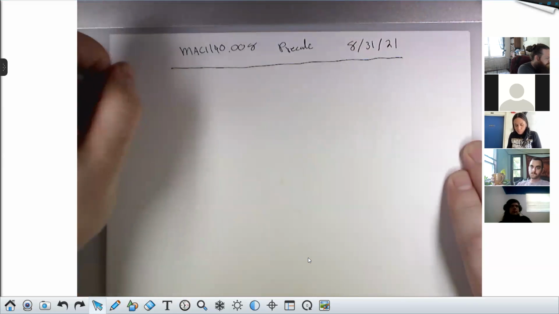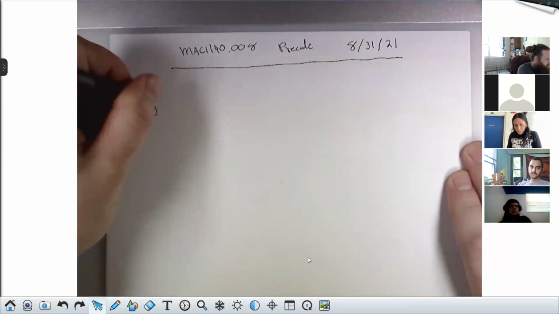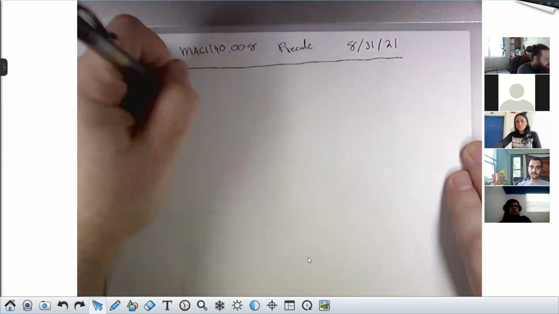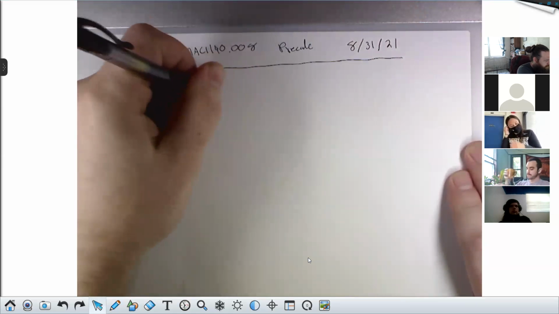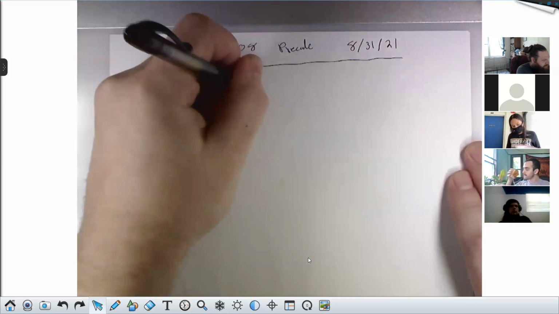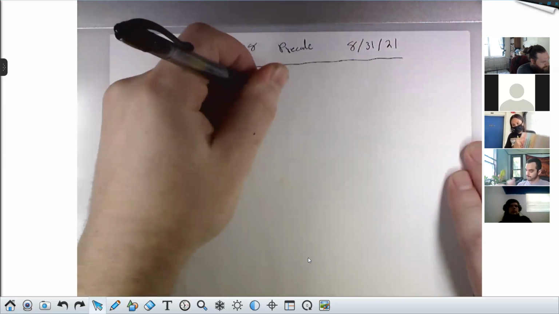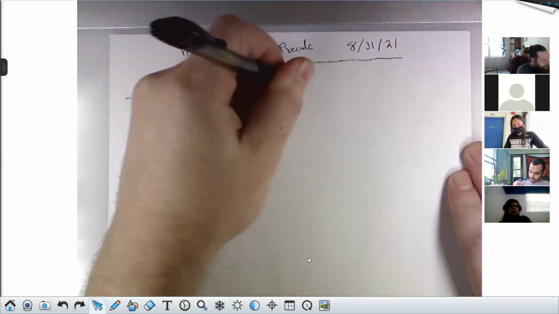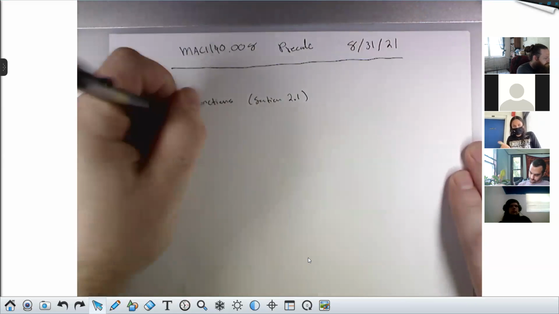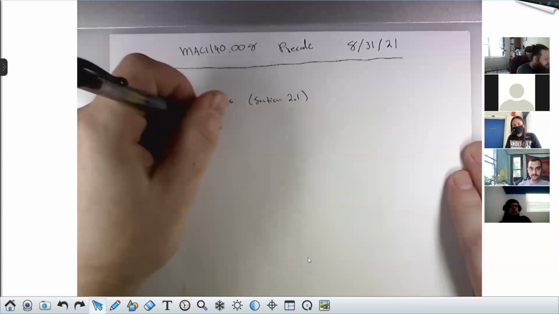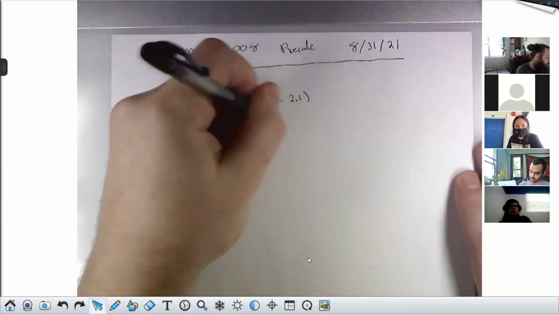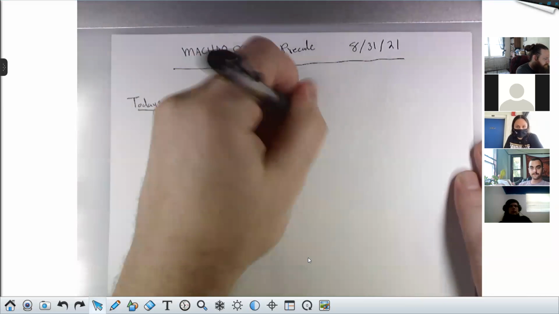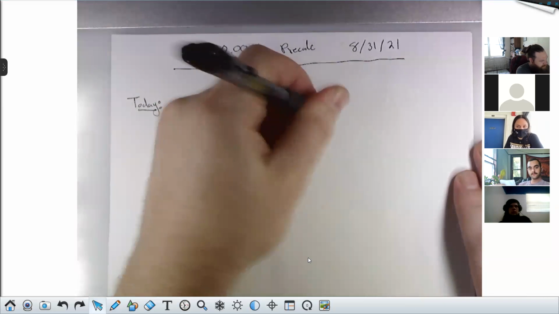So last week we talked about a handful of kind of preliminary bits. Today we're going to begin just talking about functions, which is section 2.1. We're going to talk about graphs of functions. Which is section 2.2.